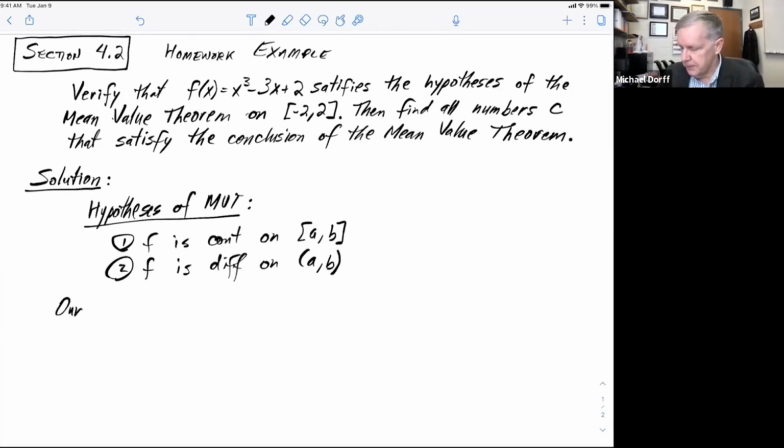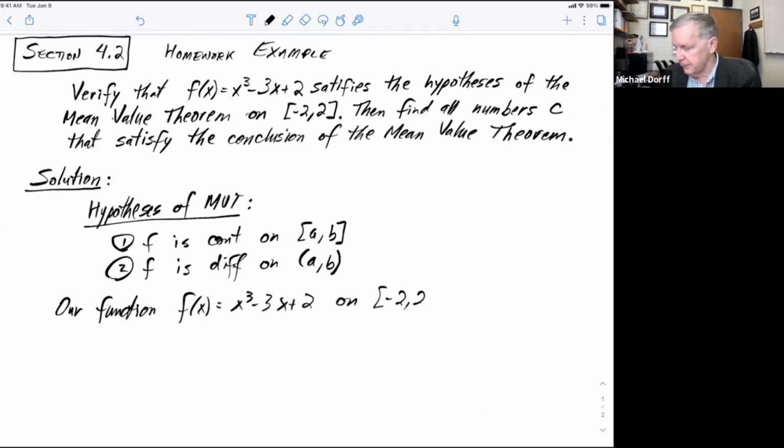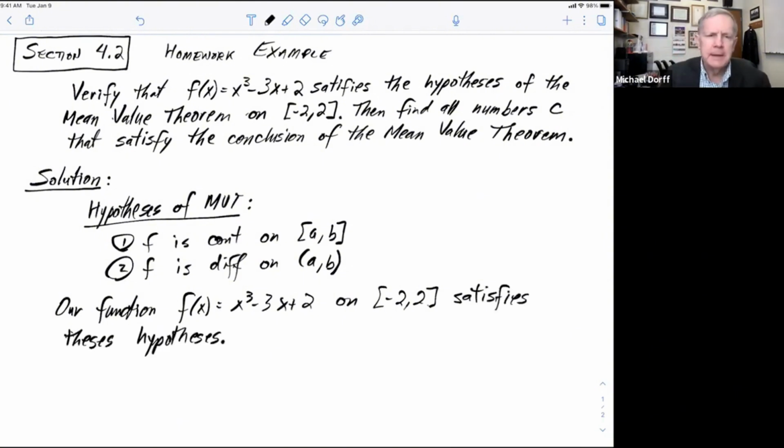Our function f here, which is x cubed minus 3x plus 2 on the interval from -2 to 2, satisfies these hypotheses. And why is that? Well, that's true because our function is a polynomial, and polynomials are continuous on every interval, and it's also differentiable on every interval. We could say because f is a polynomial.